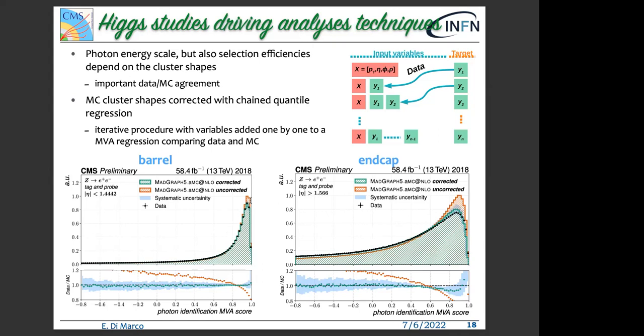But at the end, when you do the production at the beginning of the year, and then the data evolves and you discover something different, you cannot redo the Monte Carlo to match perfectly the data, but you can do an effective correction. And again, for example, in gamma gamma, there was this multivariate chained quantile regression that morphs the Monte Carlo to match the data. And this is very important because all these cluster shapes are used in the regression or in the selection. So they modify the signal model and also the efficiencies for signal. So it is important to derive the mass of the Higgs boson, but also the right cross section for the Higgs boson, because you need the correct efficiencies. And this also is an innovative application of multivariate techniques to our field.